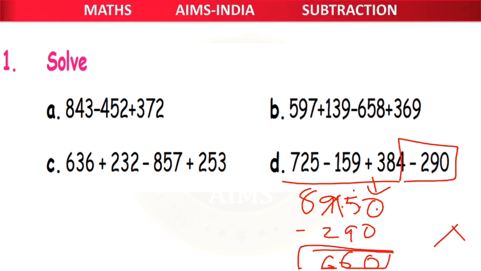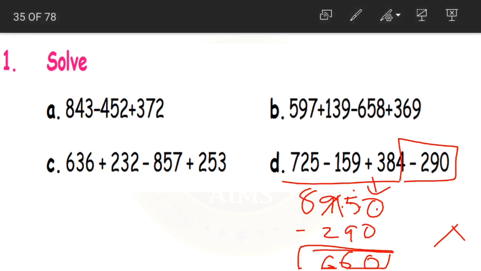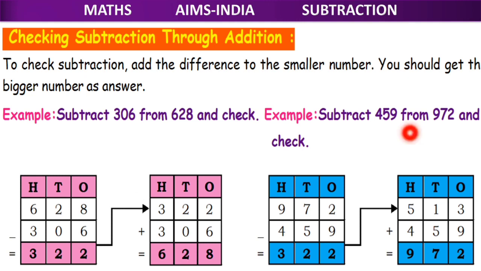Clear, children? This was about doing addition and subtraction together. Coming to our first topic of today, checking subtraction through addition. What are they saying? When we subtract two numbers and we get an answer, right? We get the difference. Yes. So that difference we can check. We ourselves can check whether we got the correct answer or not. How can we do that? With the help of addition.